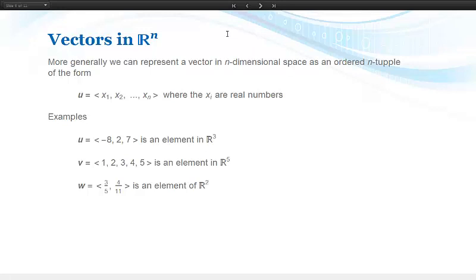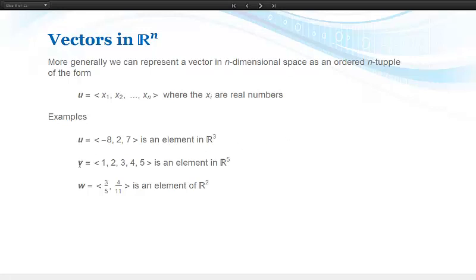In general, we can represent a vector in n-dimensional space as an ordered n-tuple of the form x1, x2 up to xn, where each of these are real numbers representing the first coordinate, the second coordinate, the third coordinate, etc. So for some examples, this vector u with coordinates -8, 2, and 7 is an element of three-dimensional space. That's what the R3 stands for. 3 dimensions where each of the elements is a real number. So this would be -8 in the x direction, 2 in the y direction, and 7 in the z direction.